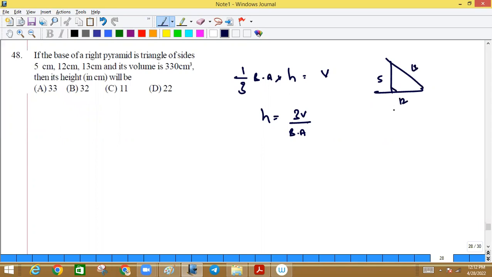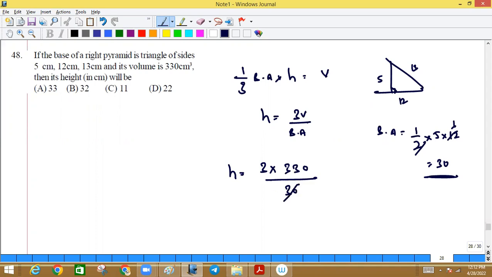So what is the base area? Base area is half into 5 into 12, that is 30. Height is equal to 3 into volume, which is 330, by base area, which is 30. That gives 33 centimeters, right?